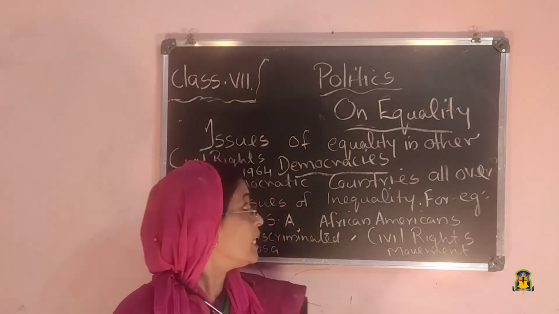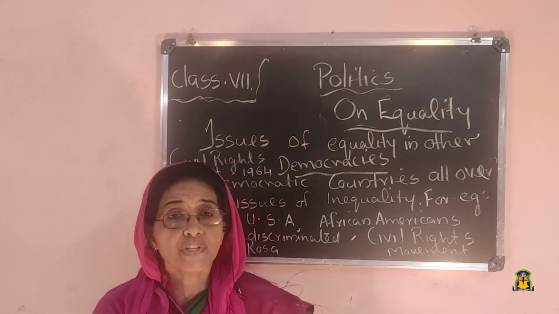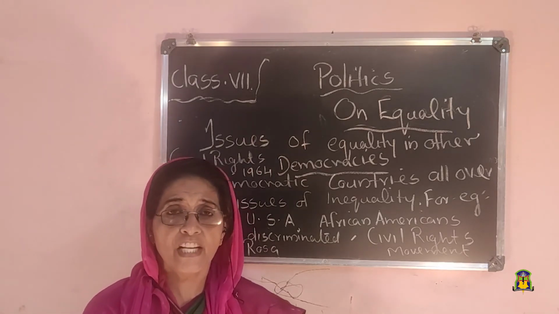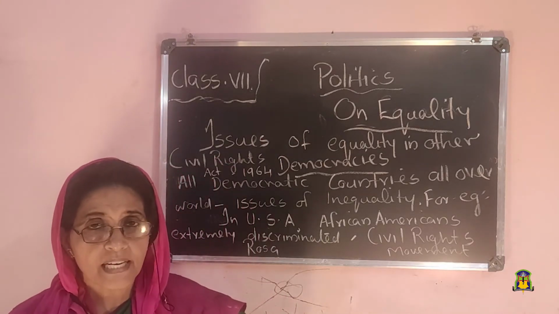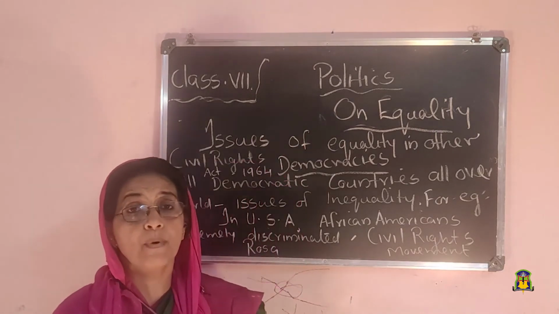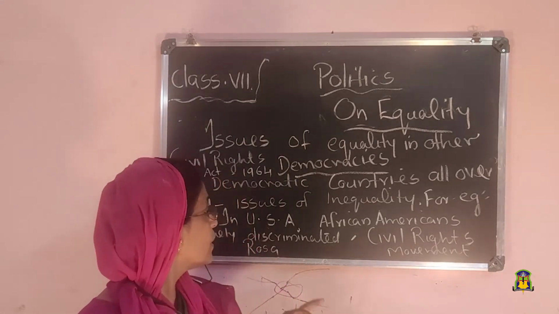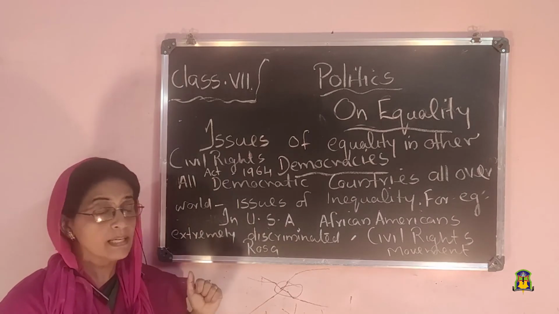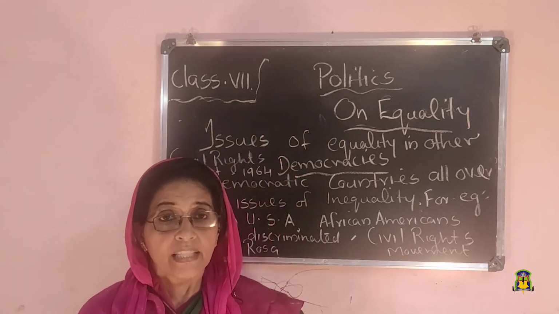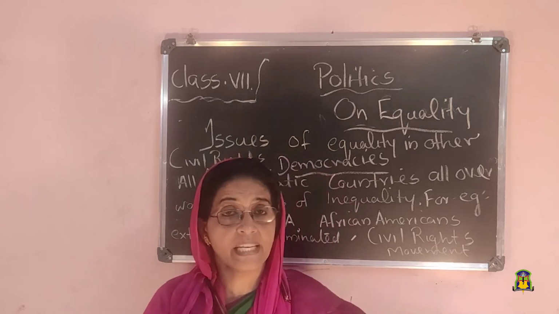Next, we can move to issues of inequality in other democracies. Inequality is an issue not only in India but in all democratic countries all over the world. They are experiencing this type of inequality. For example, let us talk about the example of the United States of America, where the African Americans are highly discriminated against.